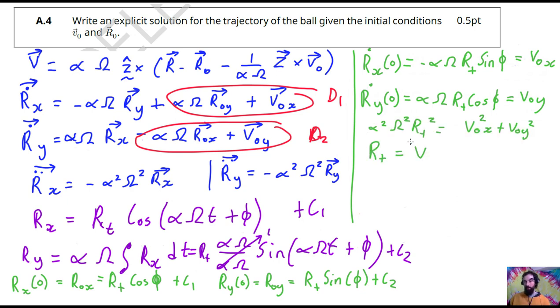Okay, and now I just want to solve this for RT, and make a note here that v0x squared plus v0y squared is actually just the magnitude of v0, so I'm going to express it like that. Alright, and we've just found the radius of our circle, which is great. Now, to find phi, that's going to give us our initial position in the circle. So what's our phase factor in this case?